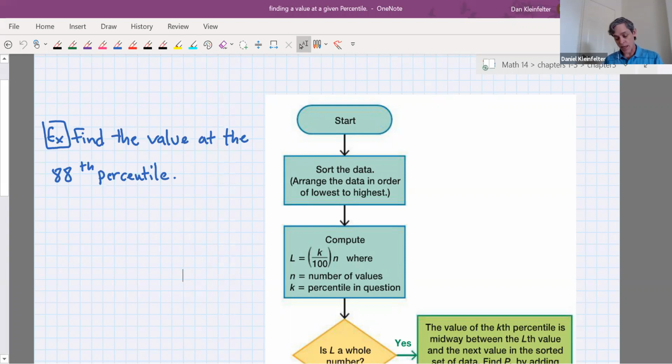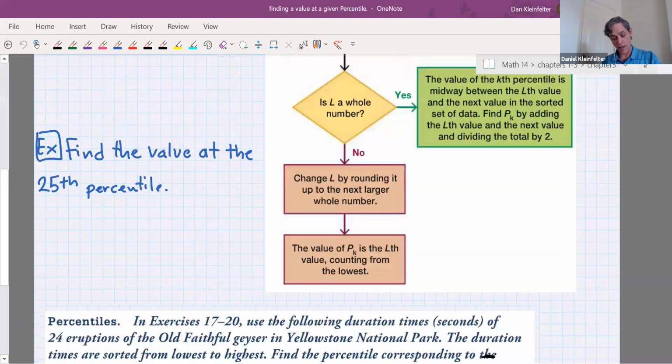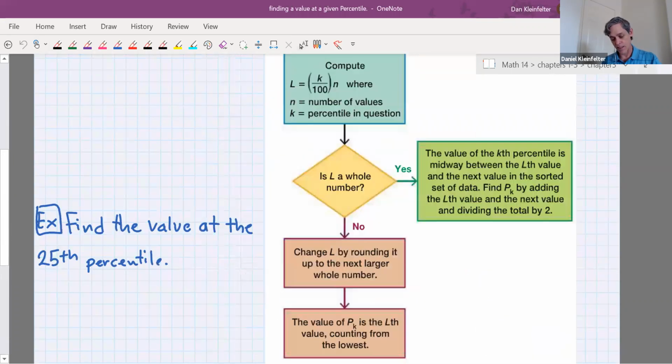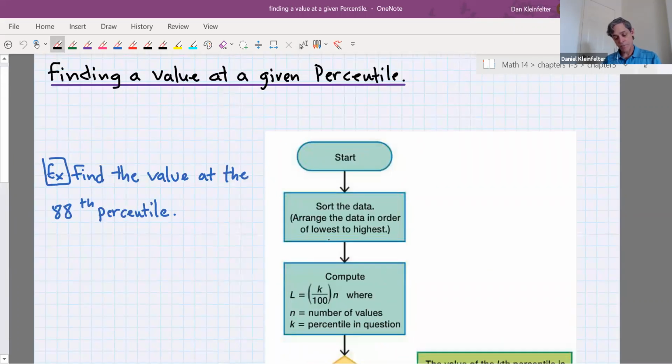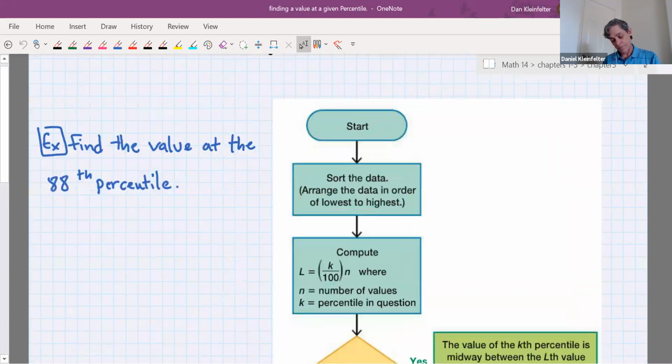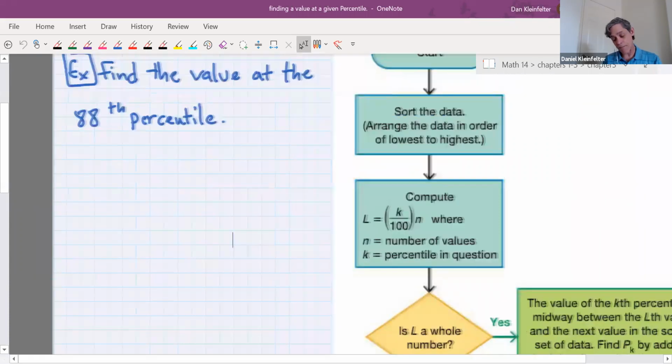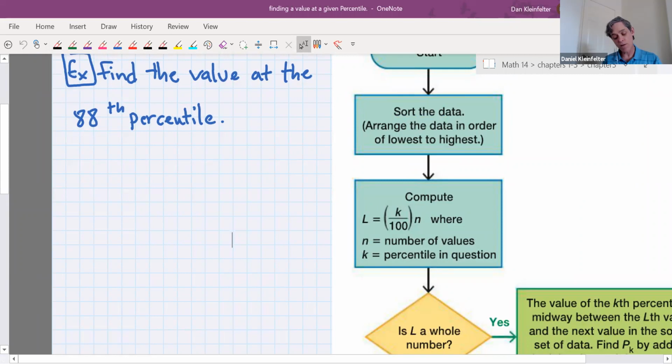All right, so here's how. Start. Sort the data. The data needs to be in order for you to do this procedure, really. Okay, so our data is already in order, luckily, so that's good. Sorry for making you dizzy. Data is in order. Now we're going to calculate something. It says calculate capital L, which is K over 100 times N, where N is the number of values and K is the percentile in question.